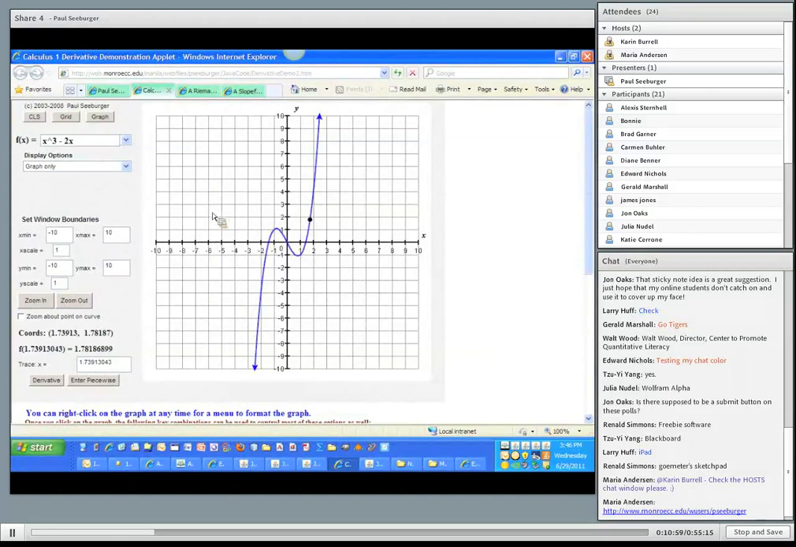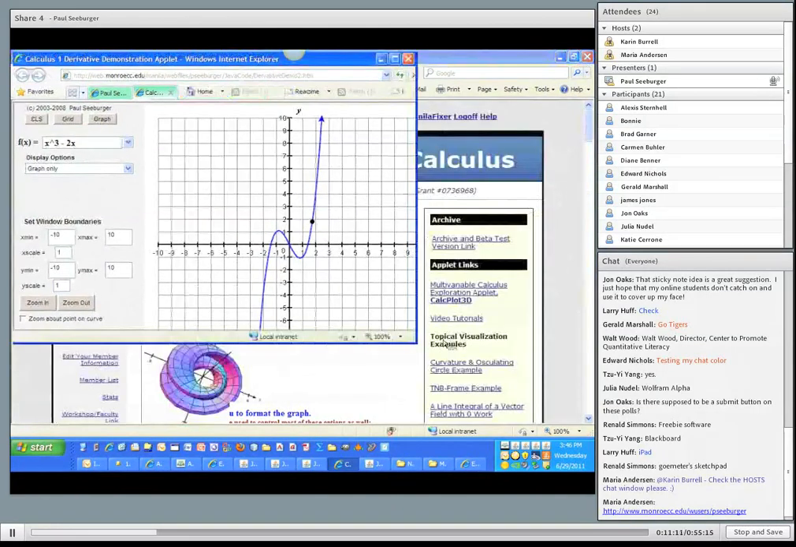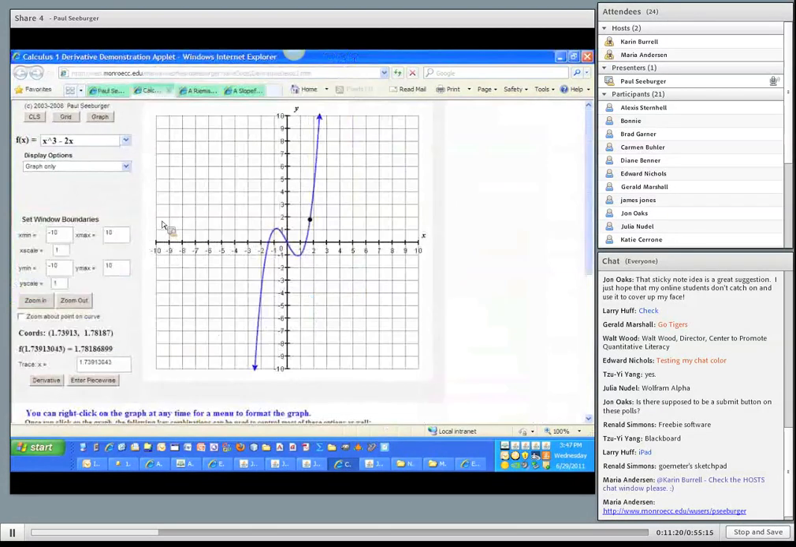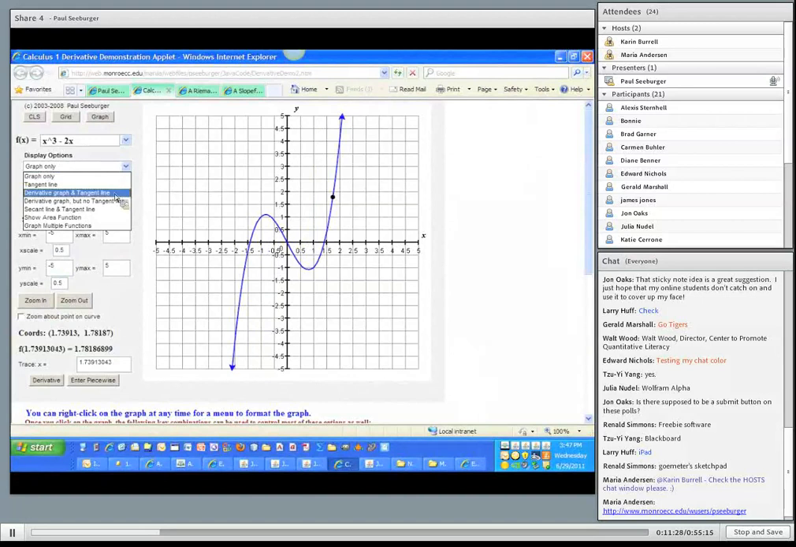Now you can also consider, if you choose the display option, to go down to show area function. And depending on your example, you can put whatever function you want in here. And thank you, Maria, for the web address down there. But you can put in the area function, and it makes this function now be what you're integrating. It makes it a function of t, and you can integrate from an a value, 0 in this case is the default, and see how that antiderivative would look.